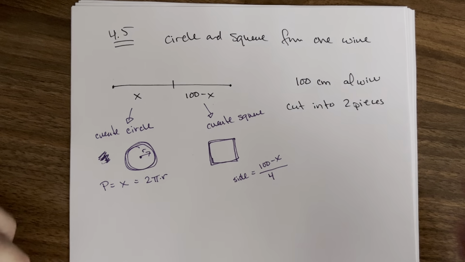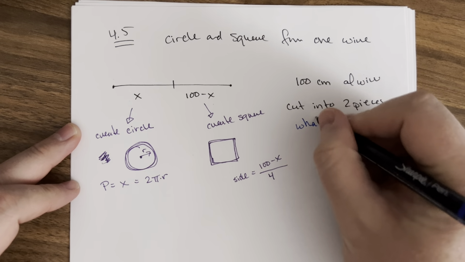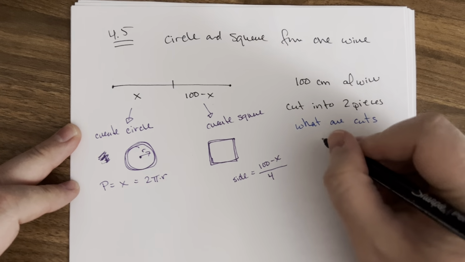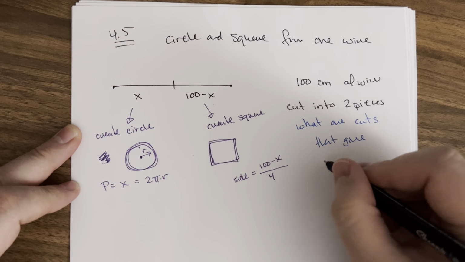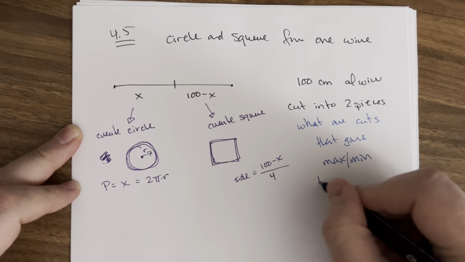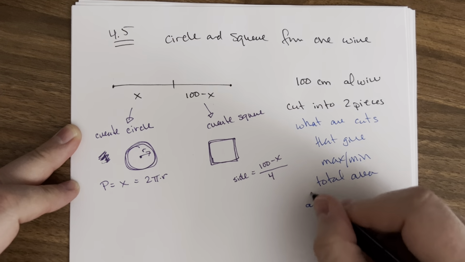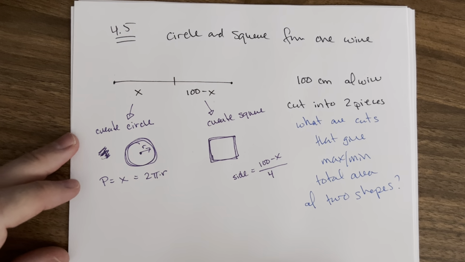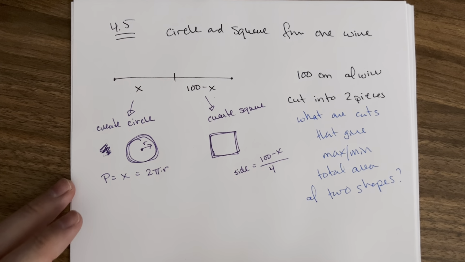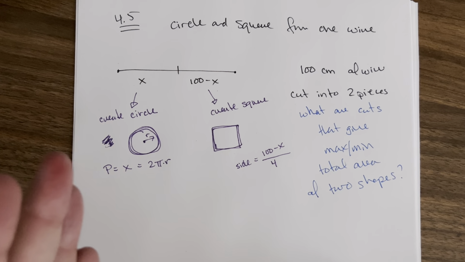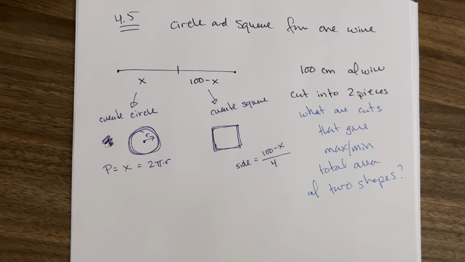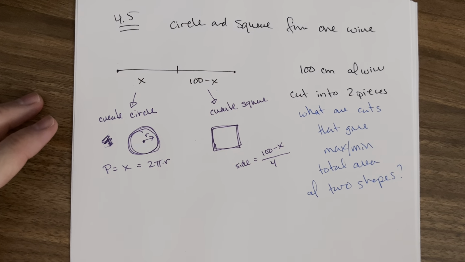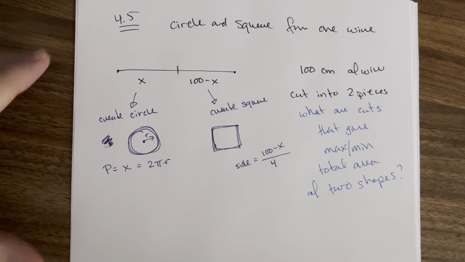And so the setup in this case, what we're going to be asking for is, what are the cuts that give maximum and minimum total area of our two shapes. So we can do both a max and a min here. There's a position where we can cut to maximize the total area of these two figures. Is there a place to cut to minimize the total area? So what we need is a total area formula. That means we need areas for both of these figures, and we'll just add them together.